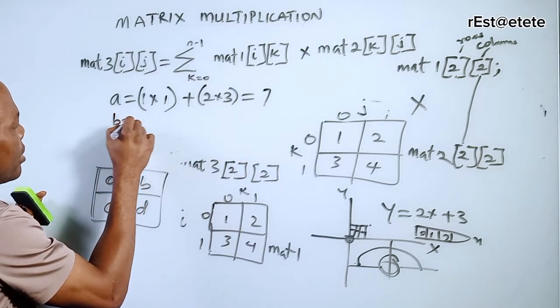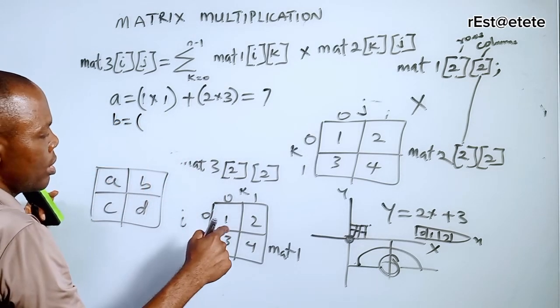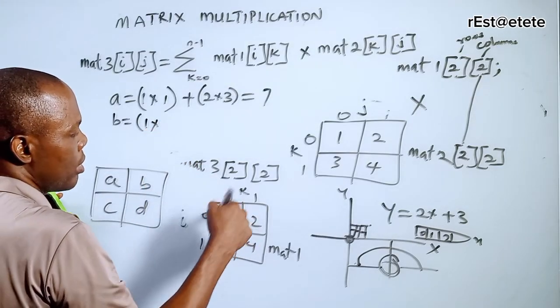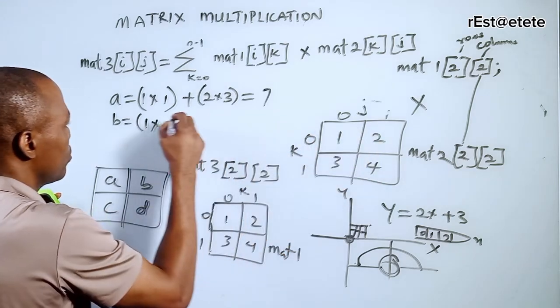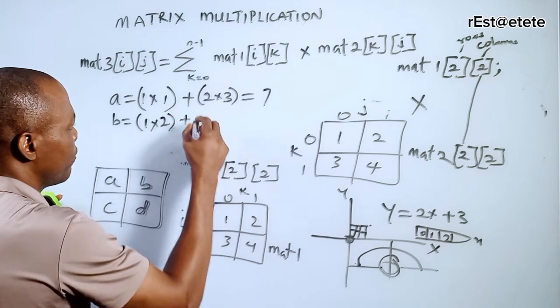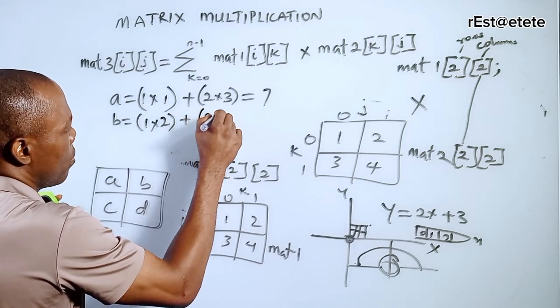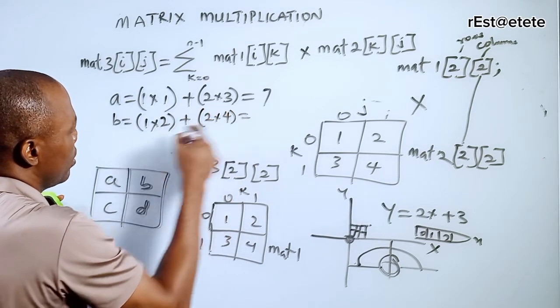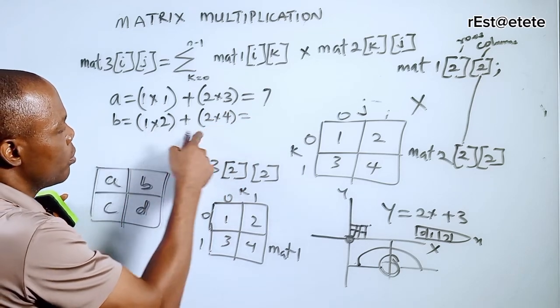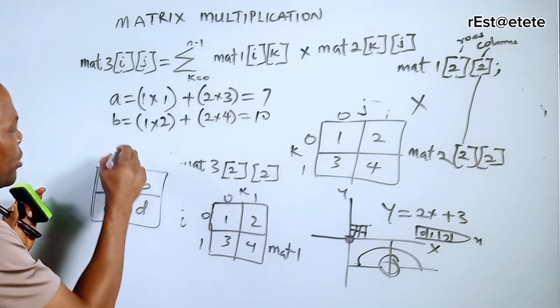Then B will be 1 times 2 plus 2 times 4. This will give us 1 times 2 is 2, plus 2 times 4 is 8, so 2 plus 8 will give us 10. So B will be 10.